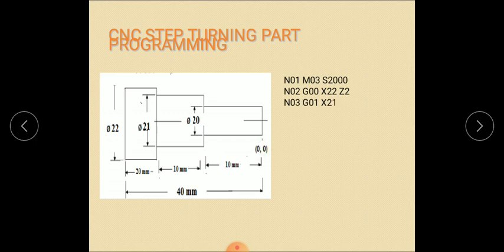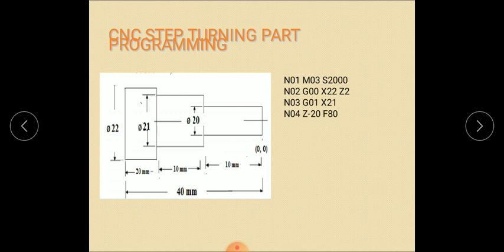Next, N03 G01 X21. G01 means linear interpolation. Here you are making the tool touch the workpiece, make contact with it and cut the material. That is X21. So we need to bring it 1 mm upside. The starting position was here, and now the tool moves 1 mm upside, that is X21.